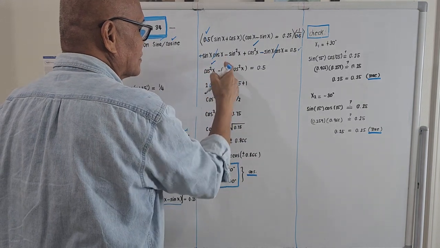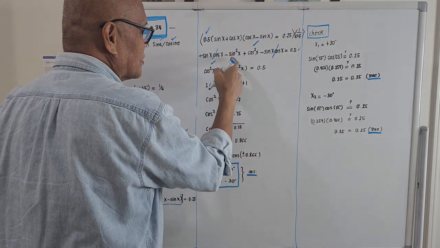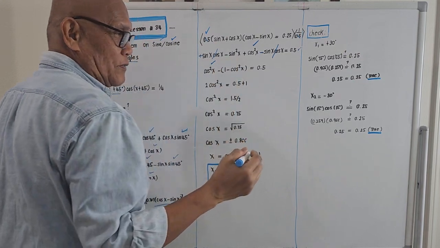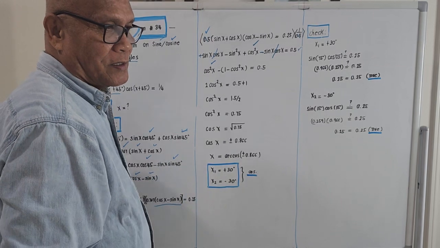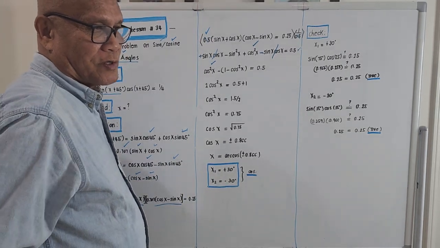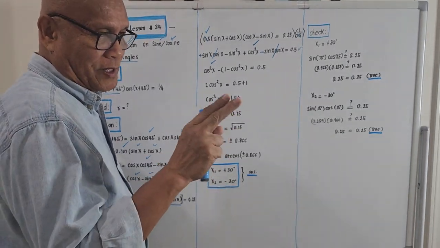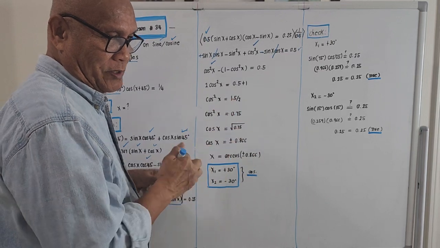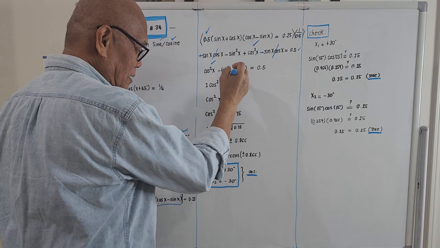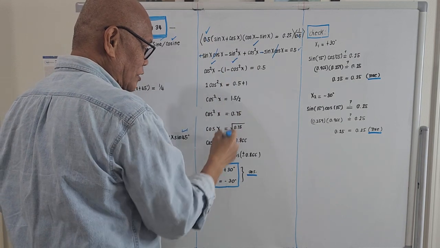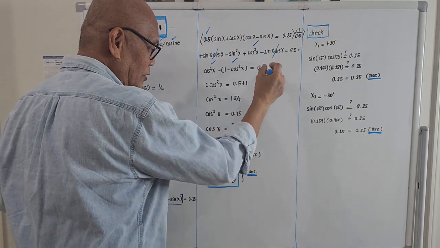Minus sine square of x. We will replace the sine square of x using the first trigonometric identity, cosine square plus sine square is equal to 1. We could compute for sine square from there. It will be 1 minus cosine square of x. So we will replace sine square of x by the quantity 1 minus cosine square of x, and this should be equal to 0.9.